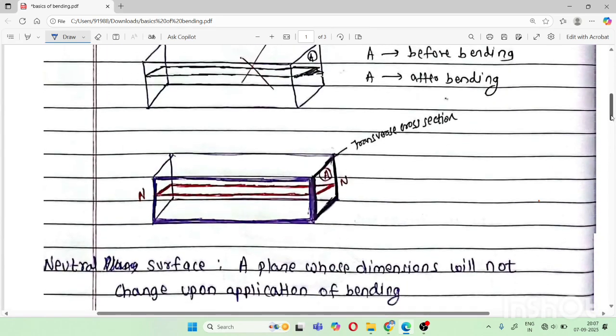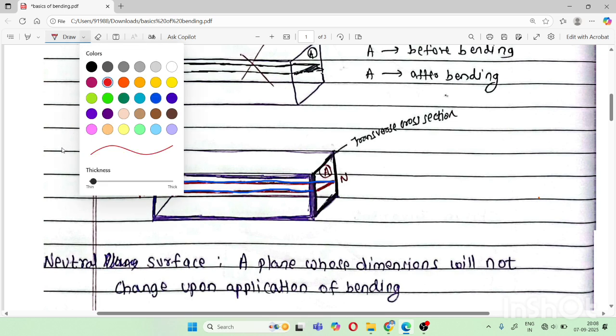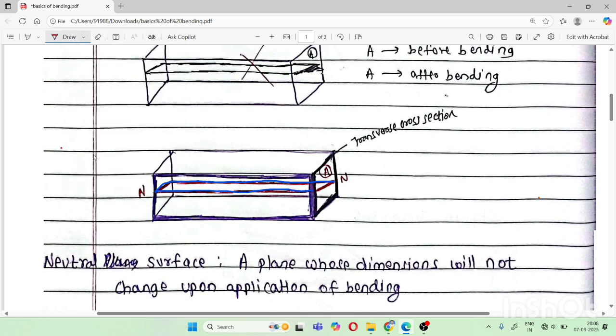You can see here I have drawn a 3D view of the beam, and I have shown one plane. As you can see, that plane is called the neutral plane. It means the area of that plane is not going to change before and after bending. It will be the same. The plane above it will have reduced area, and the plane below will have increased area. So a simple definition of neutral surface is a plane whose dimension will not change upon the application of bending.